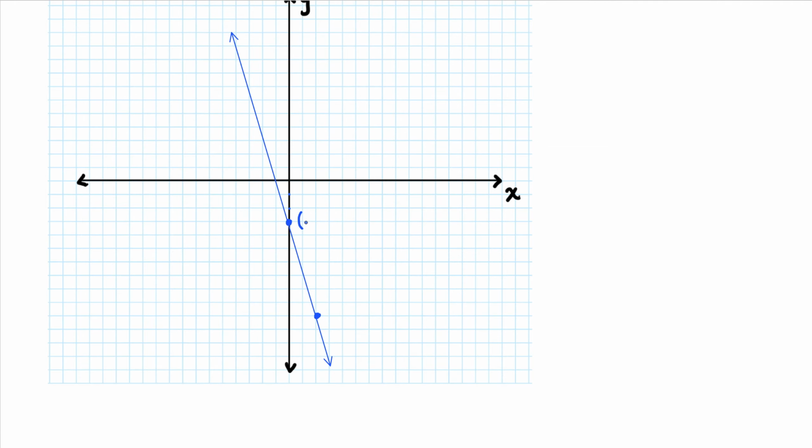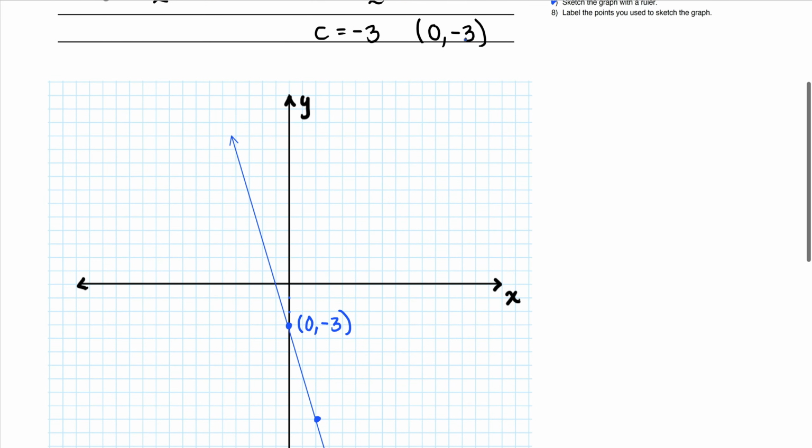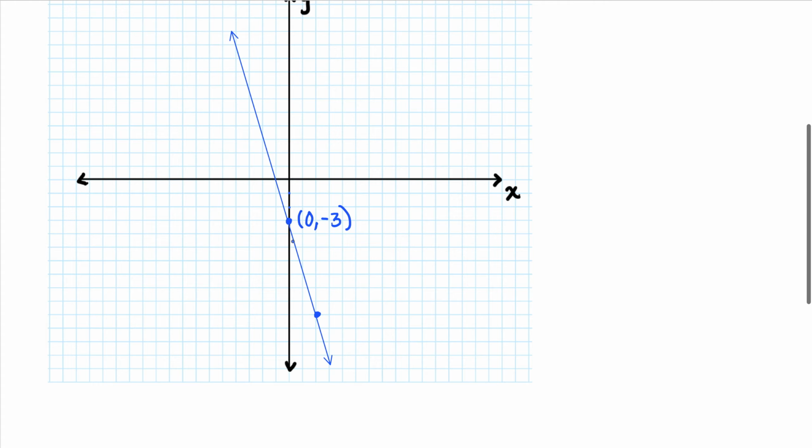So we always label our y-intercept. So the point that I use here was 0, -3. Oh, sorry. Oops. 0, -3. There we go. That's the same thing that I had before here. 0, -3. And what about this one?